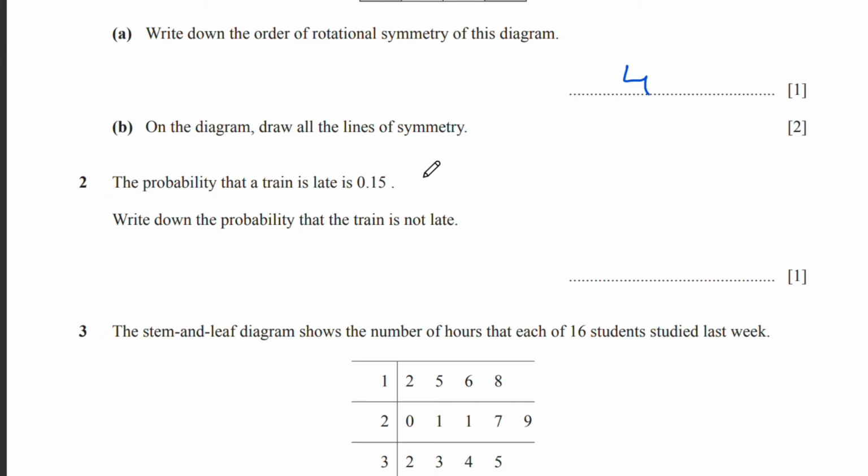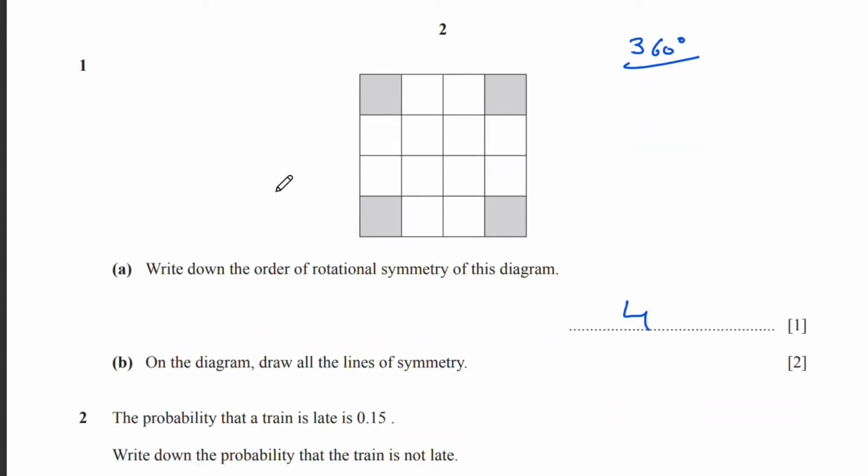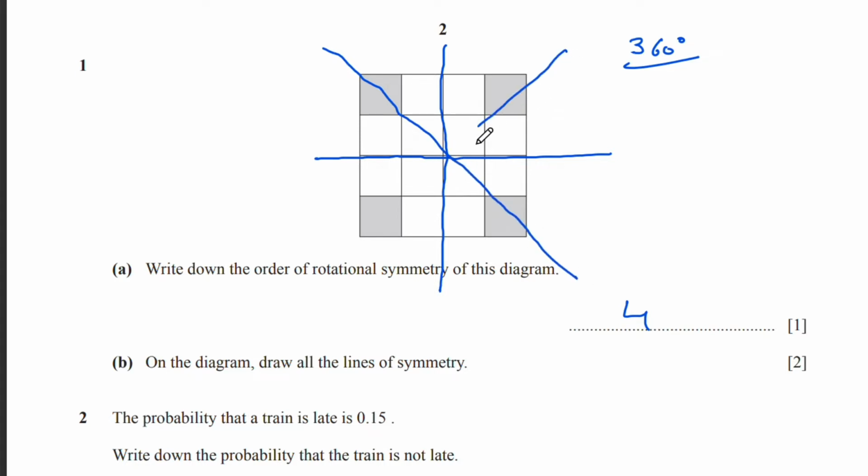Now on the diagram, draw all lines of symmetry. A line of symmetry is one which divides the object into 2 equal parts. As you can see, there will be 4 lines of symmetry. 1, 2, now this one is the third line, and now the fourth line. So as you can see, all the 4 lines of symmetry.